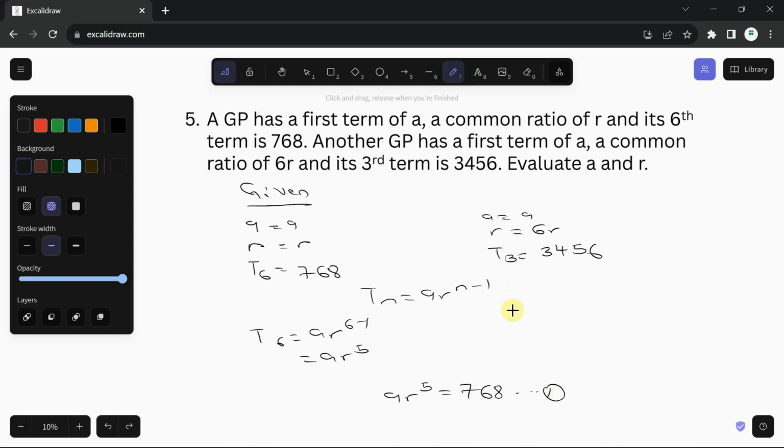So let's go to the other one. T3 is AR raised to the power of 3 minus 1, so that would be AR squared. But we know our R to be 6R. So let's substitute. That would be A times (6R) all squared, which is A times 36R squared. So after substituting, we have 36AR squared for the third term. And we were told the third term is 3456.